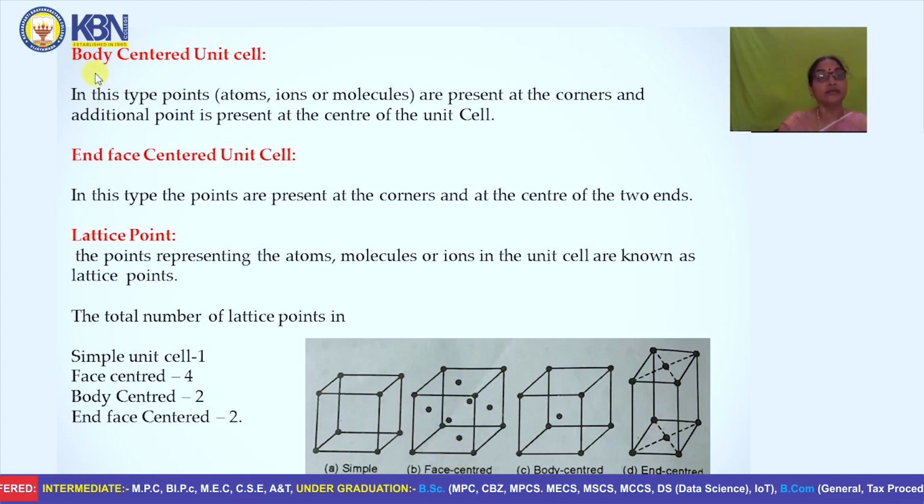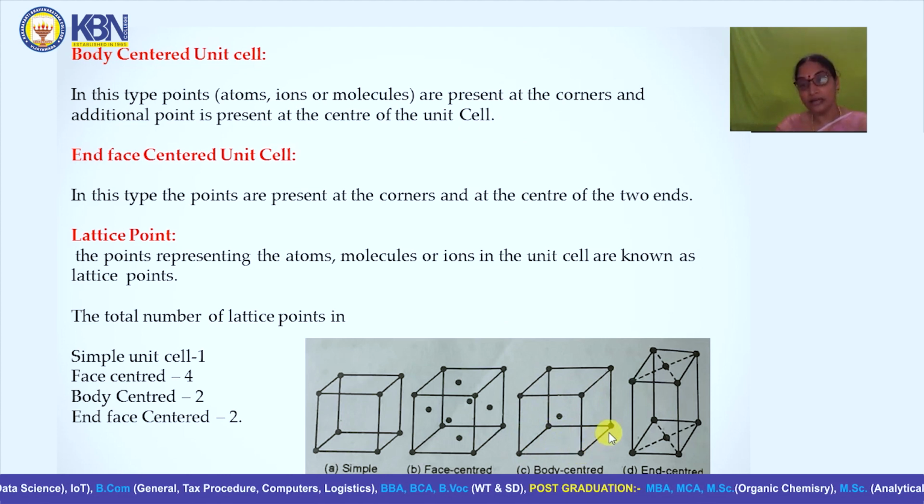Next one is the body-centered unit cell. In this type, atoms, ions or molecules are present at the corners and an additional point is present at the center of the unit cell. So this is the body-centered unit cell. Here the points are present at the corners as well as at the center of the unit cell.